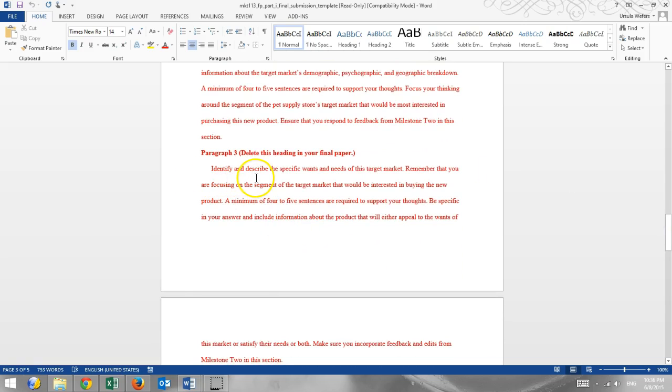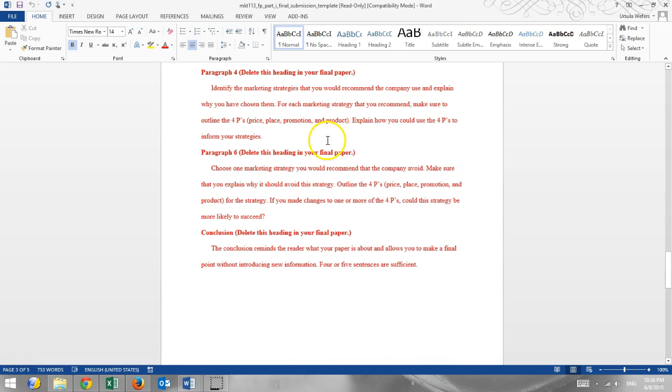Paragraph 3, identify and describe the specific wants and needs of the target market. Remember that you're focusing on the segment of the target market that would be interested in buying the new product. This is also from your week 3 paper. And then on paragraph 4, what are the marketing strategies that you are going to recommend? And on paragraph 6, the marketing strategy that you would say, please avoid it. Finally, conclusion. The conclusion of your paper is what seals the deal. It has to be strong. In one single paragraph, you have to convince the reader of your whole document. You have to convince the reader that each strategy that you have laid out is valid and that it's going to make a successful company. So by following this template, you are going to have at least 50% of your way to a successful paper.